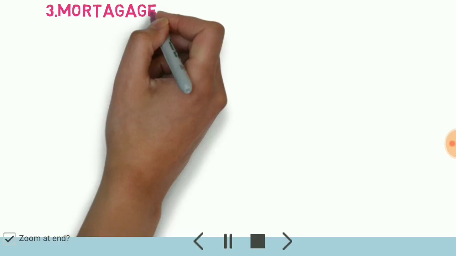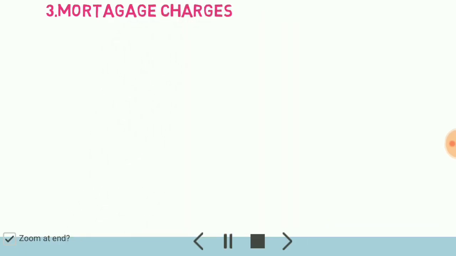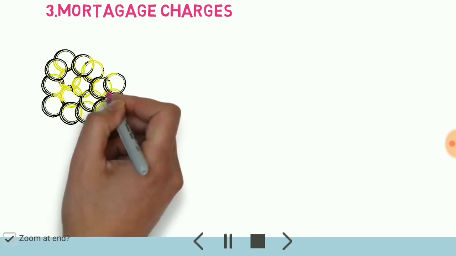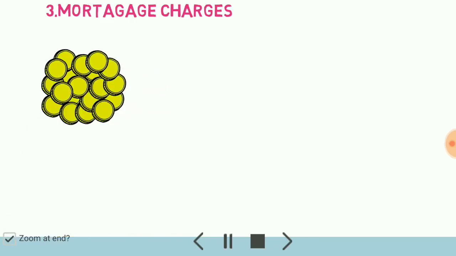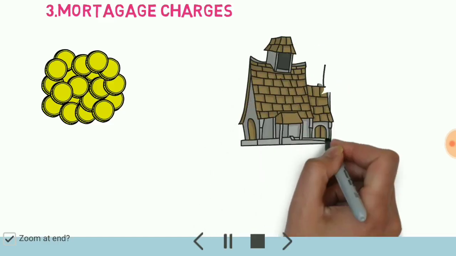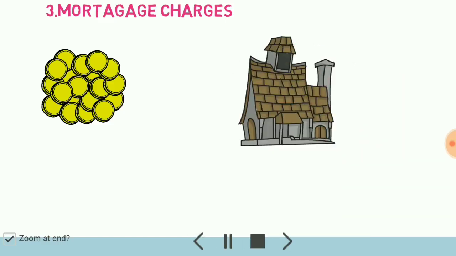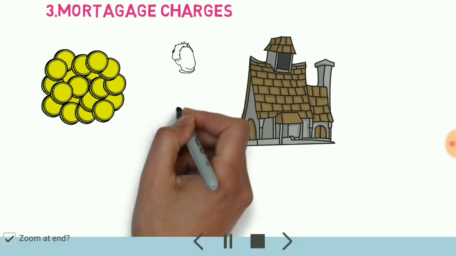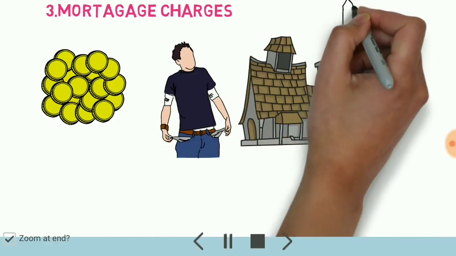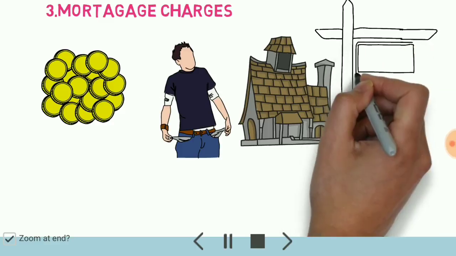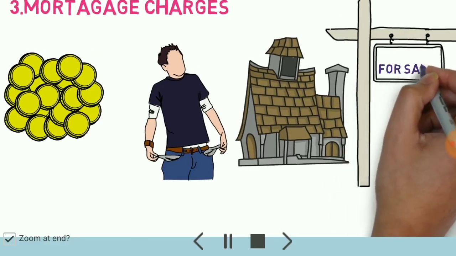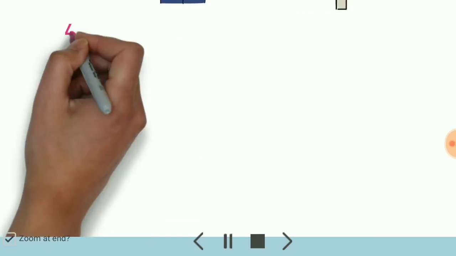Next is mortgage charges. These charges are charged by the bank for creating a mortgage on assets. Whenever a bank grants a loan to its customer, it creates a mortgage on certain assets like a house, plot or any other assets. So in case of default by the customer, the amount will be recovered by the bank from selling such mortgaged property. So for creating such a mortgage, the bank will charge mortgage charges.